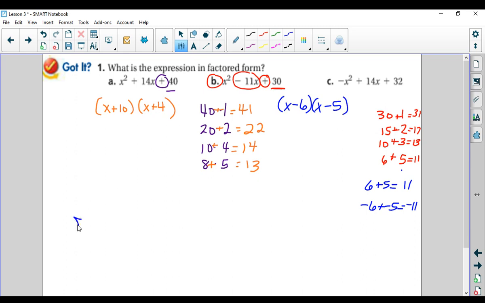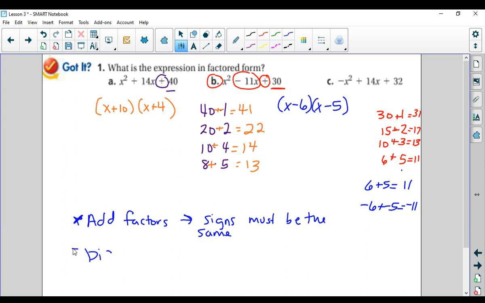Here's a little hint, and you're going to get practice on this after this video. If you add the factors, the signs must be the same.